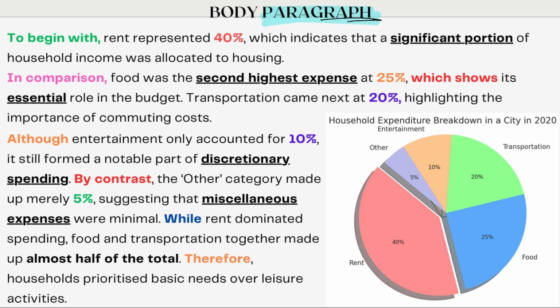Although, it's a connector, entertainment only accounted for 10%. It still formed a notable part of discretionary spending. By contrast, it's a connector. The other category made up merely 5%, merely means only, suggesting that miscellaneous expenses were minimal. While is a connector, rent dominated spending. Instead of expenditure, used spending. Food and transportation together made up almost half of the total. Therefore, connector, conjunction, household prioritized basic needs over leisure activities.